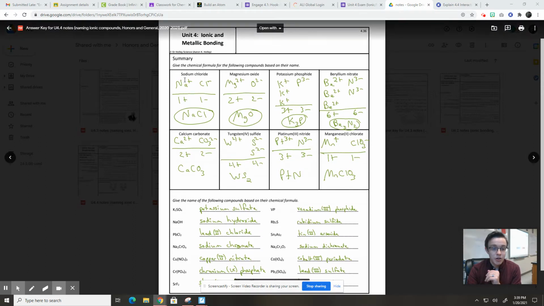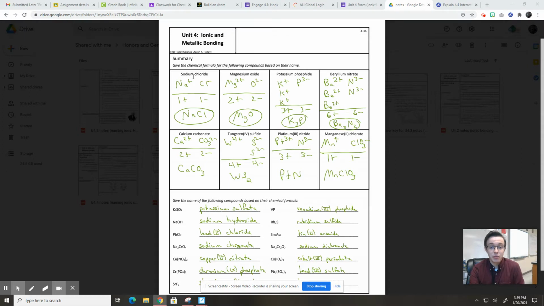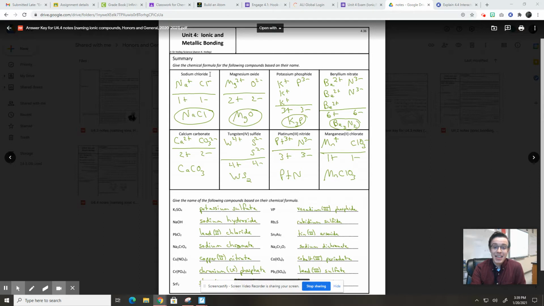Okay, so the first section here says give the chemical formula based on the name. So what you do here is you simply look up the name of the atom on the periodic table that it's giving you, and you write the chemical symbol and the charge. So sodium is in group 1A, so it always has a +1 charge. Chloride is in group 7A, so it always has a -1 charge.